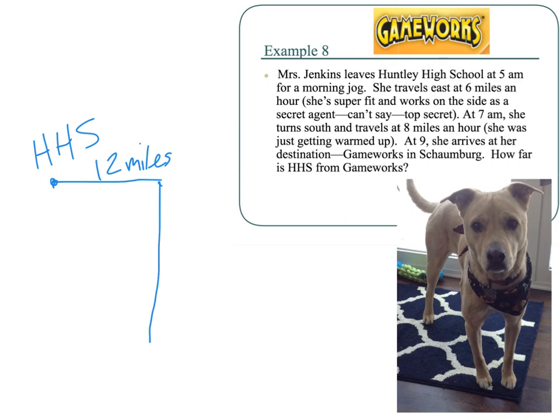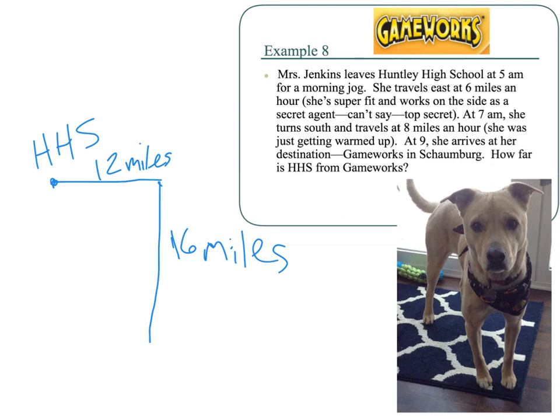Right? Okay. And then at 7 a.m., she turns south and travels 8 miles an hour. And at 9 a.m., she arrives at her destination. So for another 2 hours, she's running at 8 miles an hour. This is impressive stuff. So that would be 16 miles for this side. I got that by doing 8 miles an hour for 2 hours.